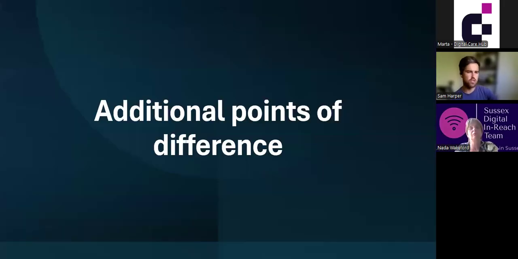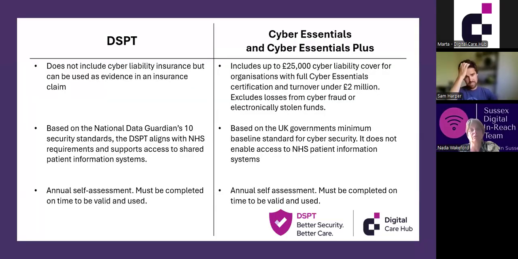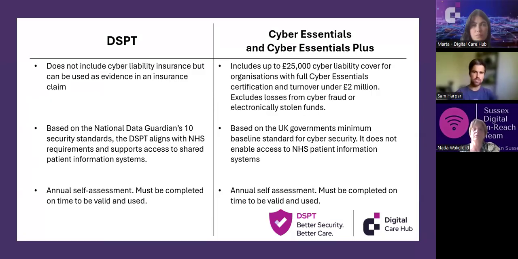And then some additional points of difference before I move into the toolkit itself. Just to highlight, there is an insurance piece here. So DSPT does not include cyber liability insurance, but you can use DSPT as evidence in an insurance claim. Whereas Cyber Essentials does include up to £25,000 cyber liability cover for organisations with full Cyber Essentials certification and a turnover under £2 million. It also excludes losses from cyber fraud or electronically stolen funds.